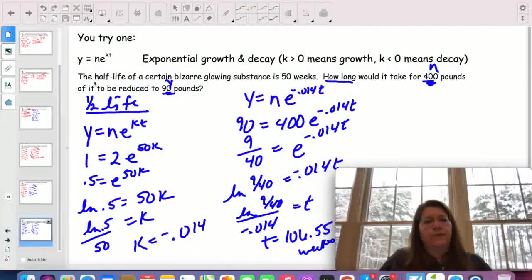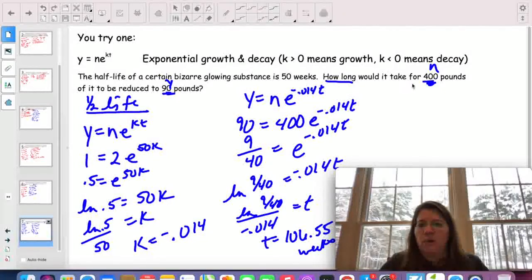So for this one, first I found the half-life. I use y equals ne to the kt. I let my initial amount be 2. Half of that would be 1. We know it takes 50 weeks for it to decrease to half its size. So if I divide 1 by 2, it is 0.5. Natural log of 0.5 equals 50k. I divide by the 50 to give me a k value of negative 0.014. I plug that in for my k value for the rest of the problem.